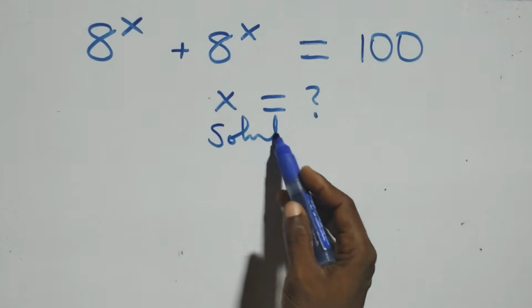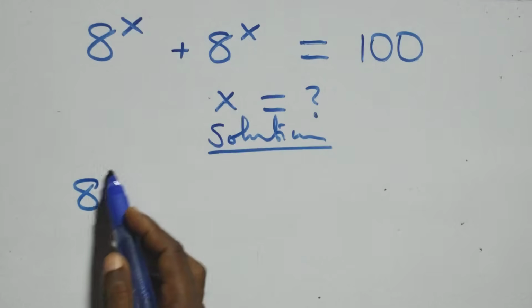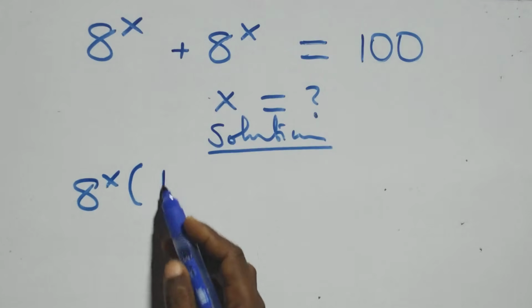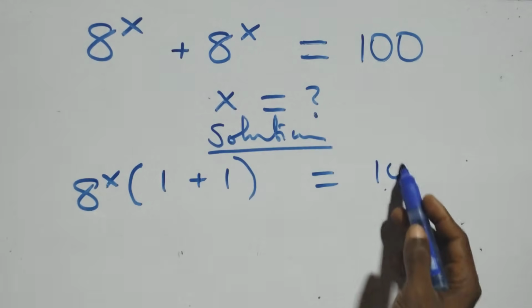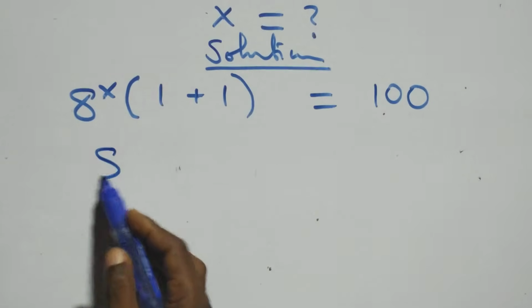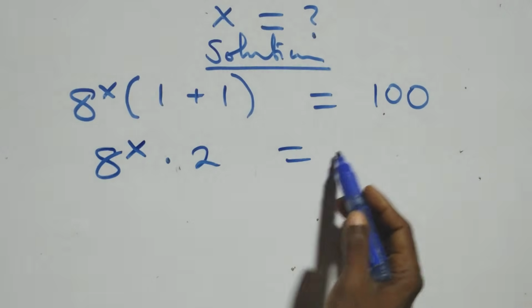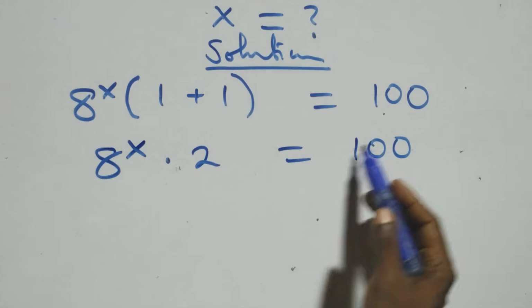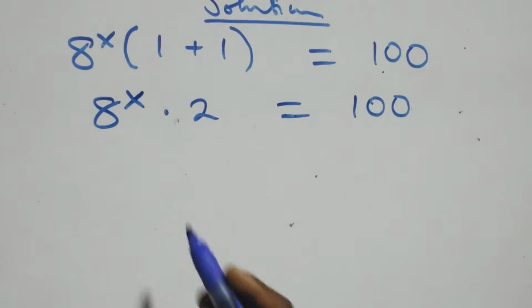Solution from here. From what we have here, we can factor 8 raised to power x, and we have 8 raised to power x into bracket, here we have 1 plus 1 close bracket equals 100. So this is the same thing as 8 raised to power x times 1 plus 1, that's 2, equals 100 on this side. From here, we divide both sides by 2.